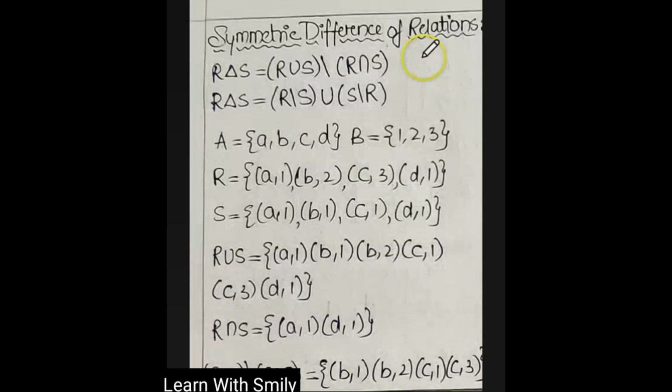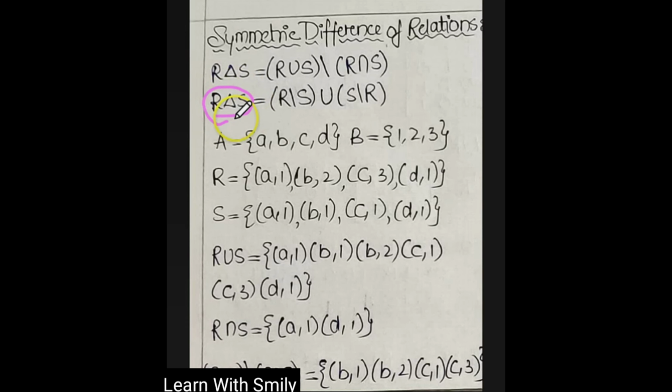Coming to the next operation, that is symmetric difference of relations. The symmetric difference is denoted as triangle. Okay, so relation R triangle relation S equals R difference S union S difference R. So these are the two different formulas that we can apply to get the symmetric difference.